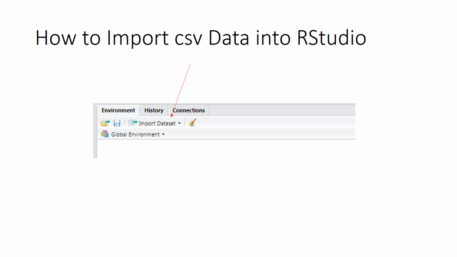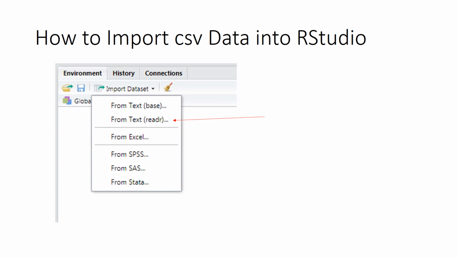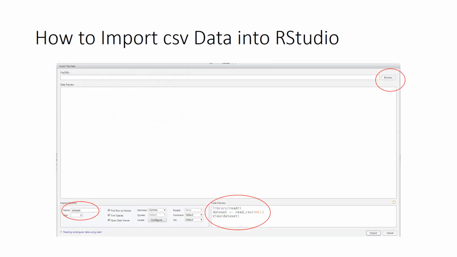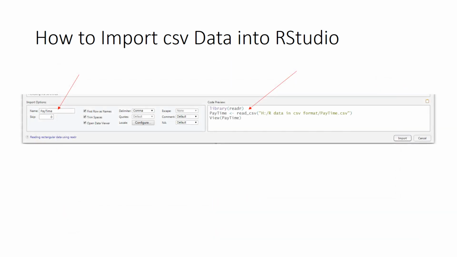In the Environment pane, select Import Dataset. In the drop-down, click From Text Reader, READR. The next screen shows the name of the dataset in the lower left corner. Some R code to import the data is shown in the lower right corner, and a Browse button is in the upper right corner. Click the Browse button, navigate to your data file, and click on the dataset. In the lower left corner, the name of the dataset is changed to Paytime.